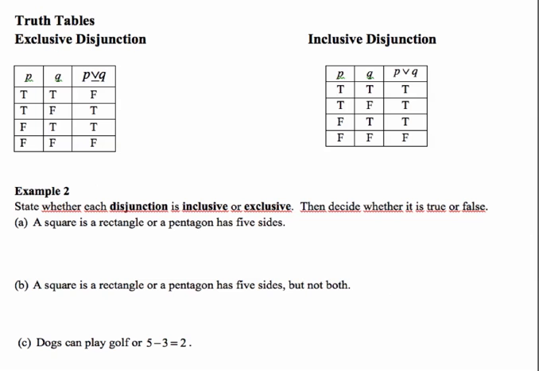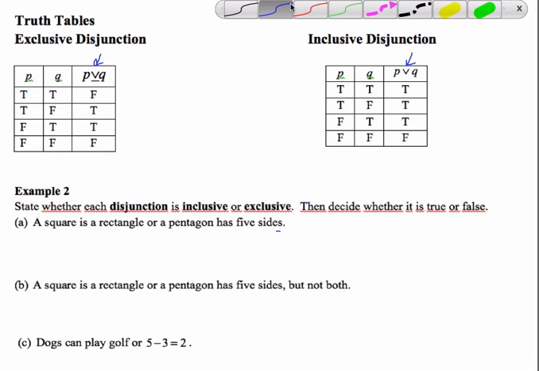Okay. So here are the truth tables for exclusive and inclusive disjunction. Notice the different symbols here. That's exclusive disjunction and inclusive disjunction. Notice inclusive disjunction is true in three different cases here, when both of them are true and when one of them is true.